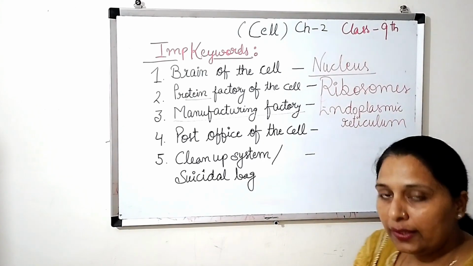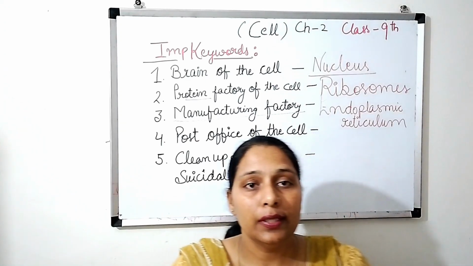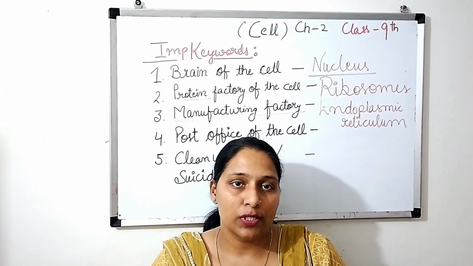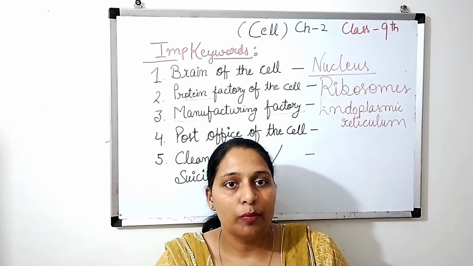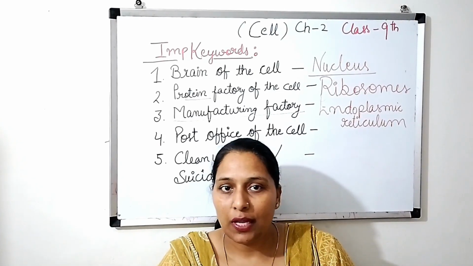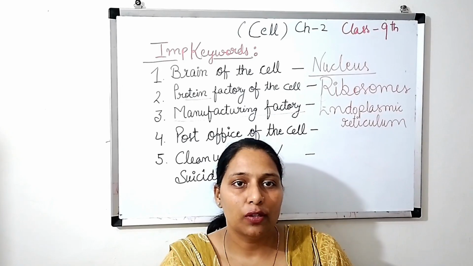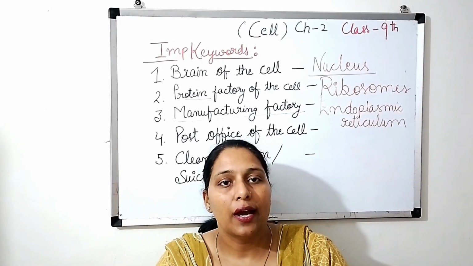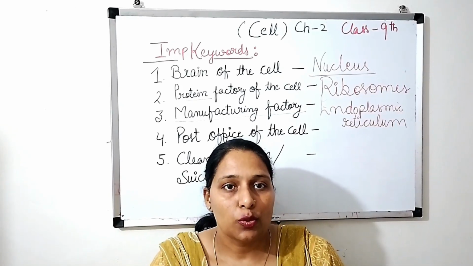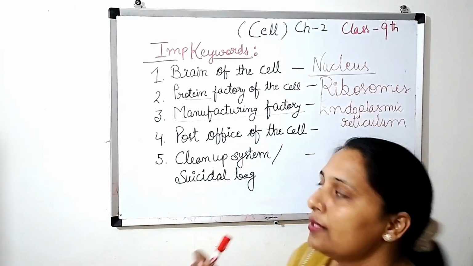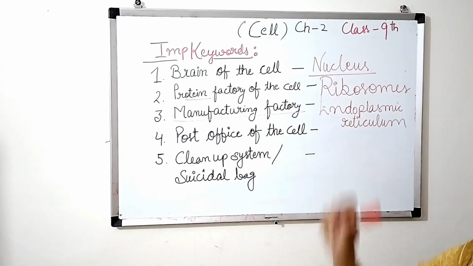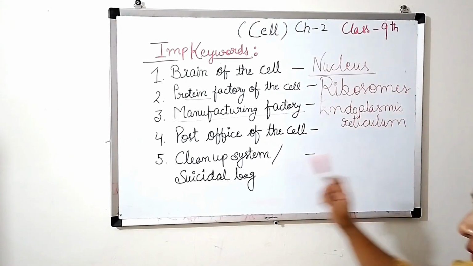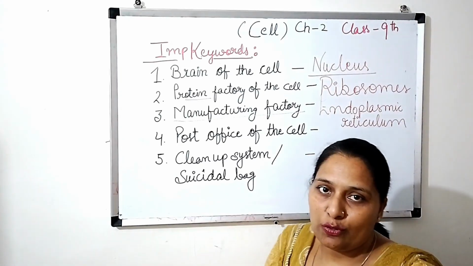As we all know that endoplasmic reticulum is mainly concerned with the modification of the proteins. In the higher classes you will study that the protein that is formed in the ribosome comes into the endoplasmic reticulum, and then endoplasmic reticulum modifies it according to the requirement at different sites in the cell. So main modification of the proteins occurs here, and that's why it is called manufacturing factory of the cell, endoplasmic reticulum. Now we'll talk about the post office of the cell.